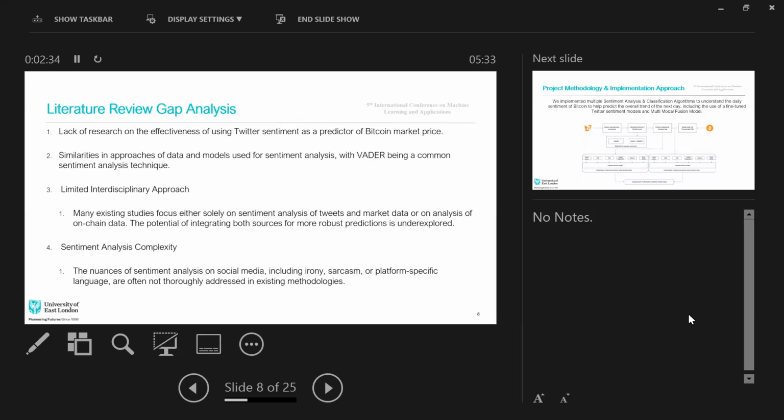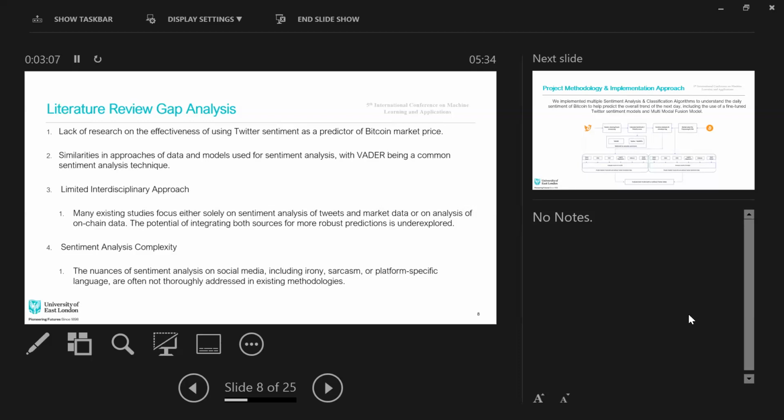So many studies at the moment focus either solely on using sentiment analysis of tweets and market data, or just on analysis of on-chain data, which is blockchain data. And obviously blockchain is the underlying infrastructure for how Bitcoin is run. So the potential of integrating both sources together is something that hasn't been explored, and it could potentially become more robust, which is something that we've explored in our research.